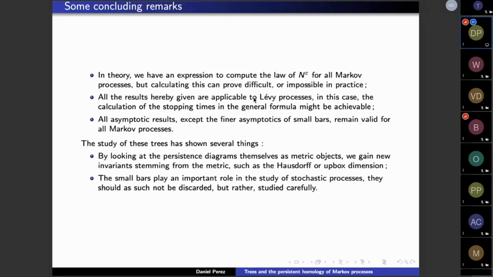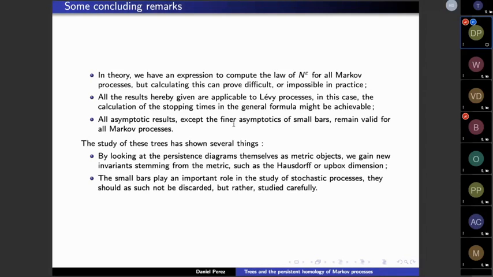And so the second point is that all the results given are applicable to Lévy processes. And Lévy processes are actually even nicer than Markov, because in this case, the calculation of the stopping times might be actually achievable. And the second thing is that we actually have finer results as far as the small bars are concerned. And so the third point is that all the asymptotic results I gave are actually valid for Markov processes, except the result of the finer asymptotics for the small bars.